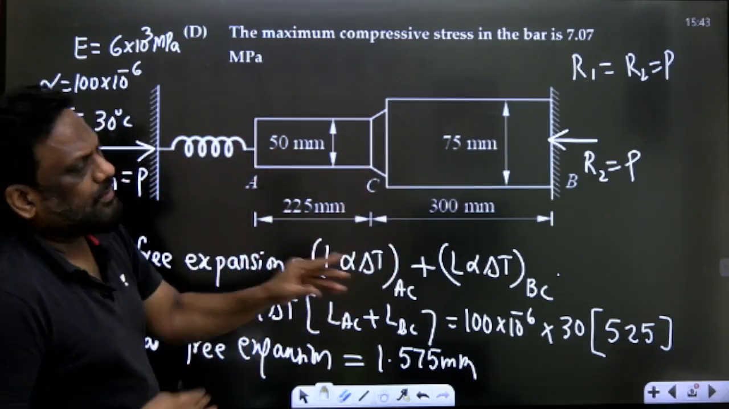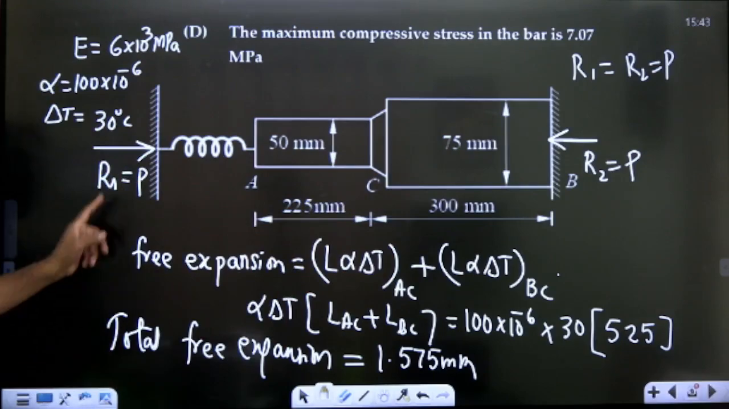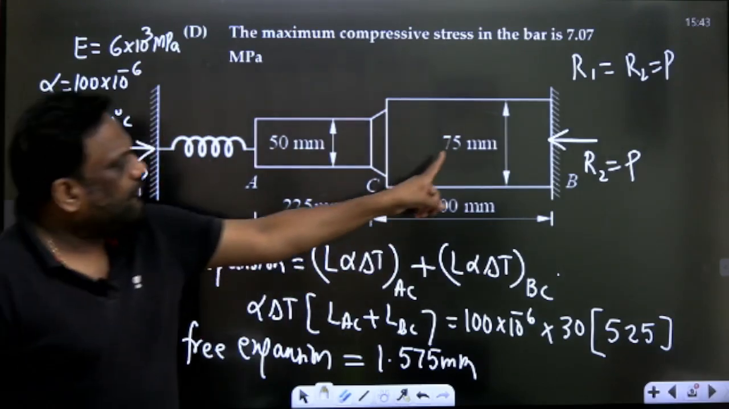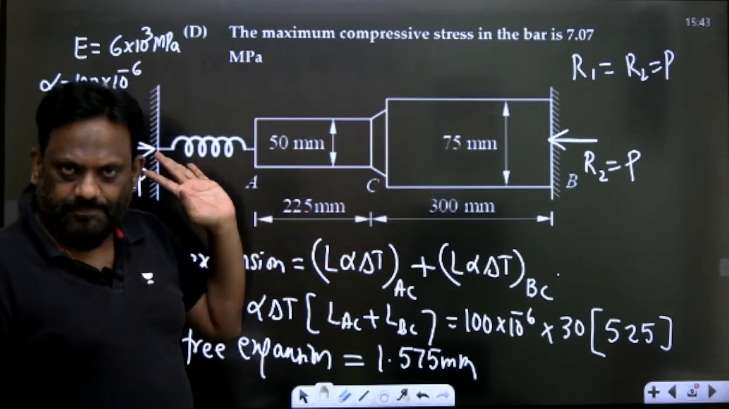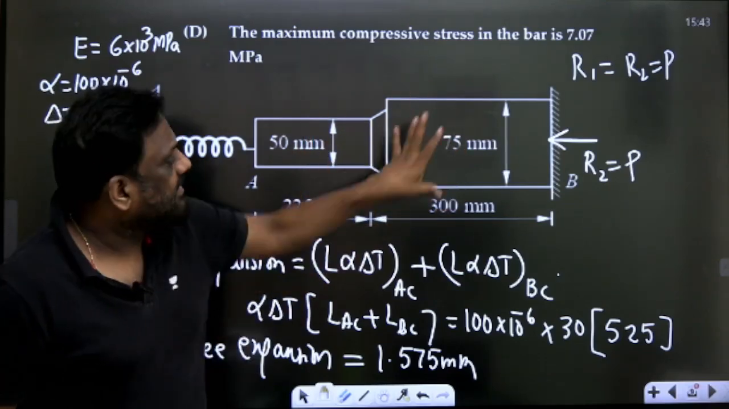So R1 is equal to R2. Let it be equal to P. Okay sir. So what will be the force in the spring? P. What will be the force in this? P. But stresses are different in this. What is the reason? The areas are different.